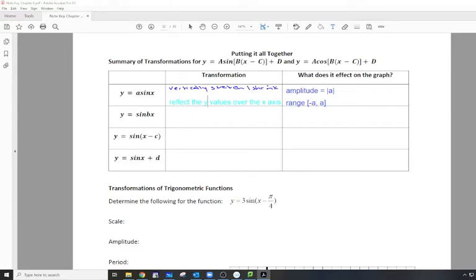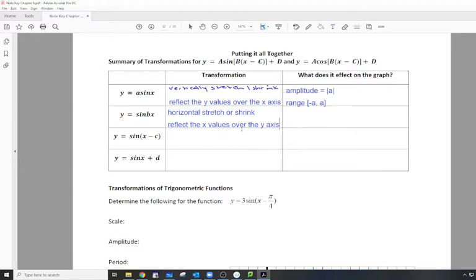Okay, let's move on to the B transformation. So B is a transformation on X or Y? It's X because it's in the bracket with the X, or it's just with the X. So what can it do? Well, it can horizontally stretch or shrink. And if it's negative, you can also reflect the X values over the Y axis.